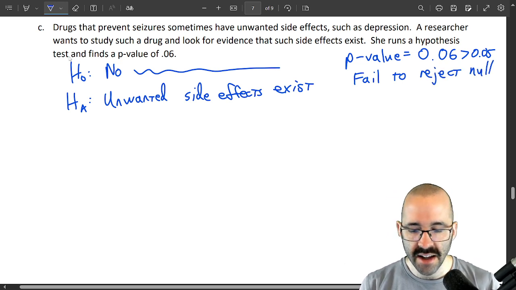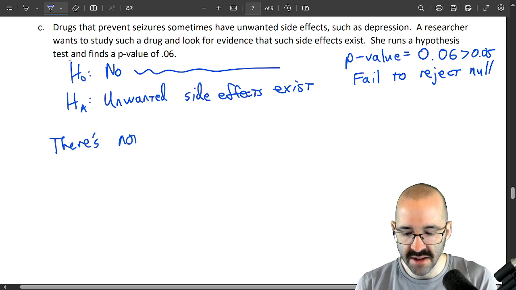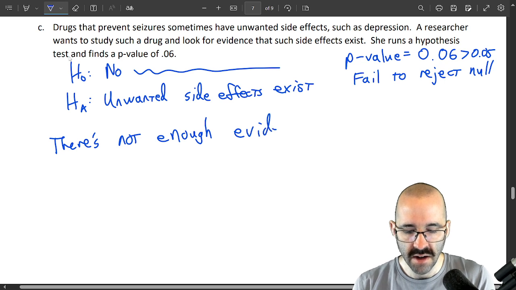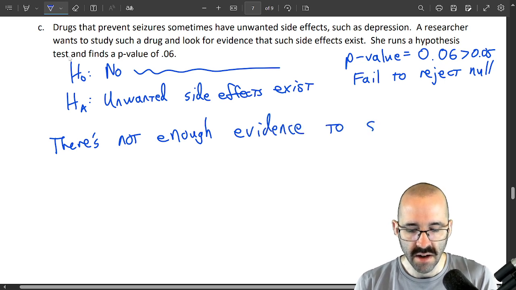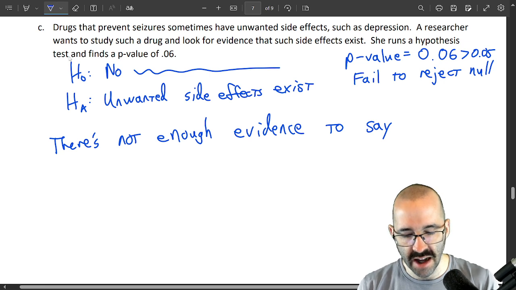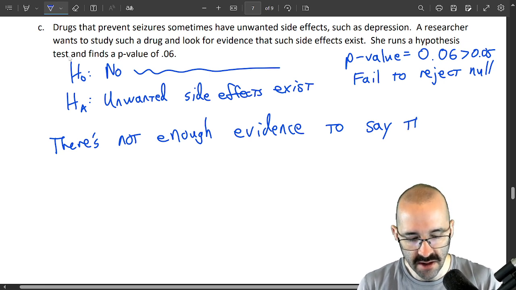That's our fancy stats language. We're just going to say there's not enough evidence to say the alternative hypothesis, which is that there are unwanted side effects.